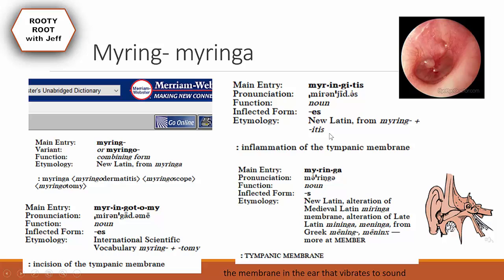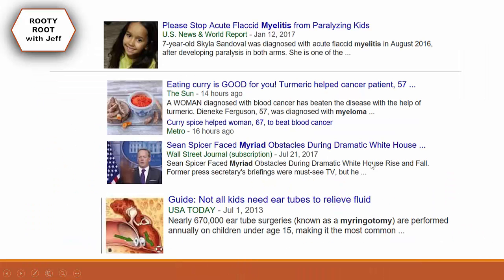Meningitis is the inflammation of the tympanic membrane. So, meninge means the tympanic membrane, basically. And itis means inflammation. Meningia, just the tympanic membrane.